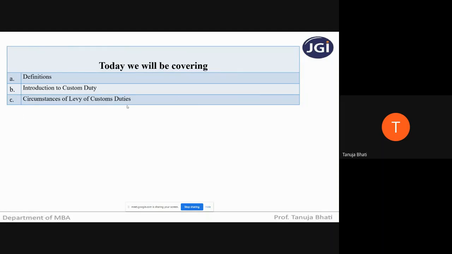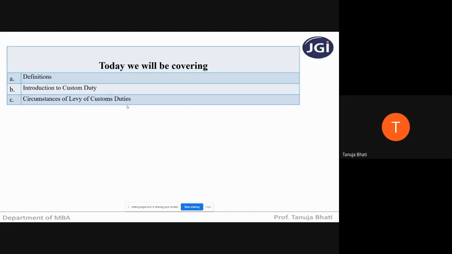First, before starting, let me tell you customs duty is again an indirect tax. Like we know there are two taxes, direct and indirect. Direct is income tax, and we know there are 5 heads of income: income from salary, house property, business and profession, capital gains, and other sources. Similarly, there is an indirect tax where the tax is indirectly collected from the consumer and paid to the government. So customs duty is also an indirect tax.